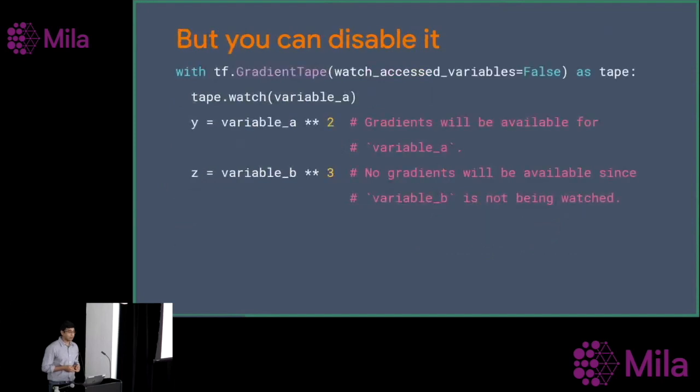But in case you don't want to track all your variables, you can pass a special flag called watch_accessed_variables equals false. This will say, don't track my variables by default, and I'll tell you what to track, and then you can manually specify which variables you want to track.